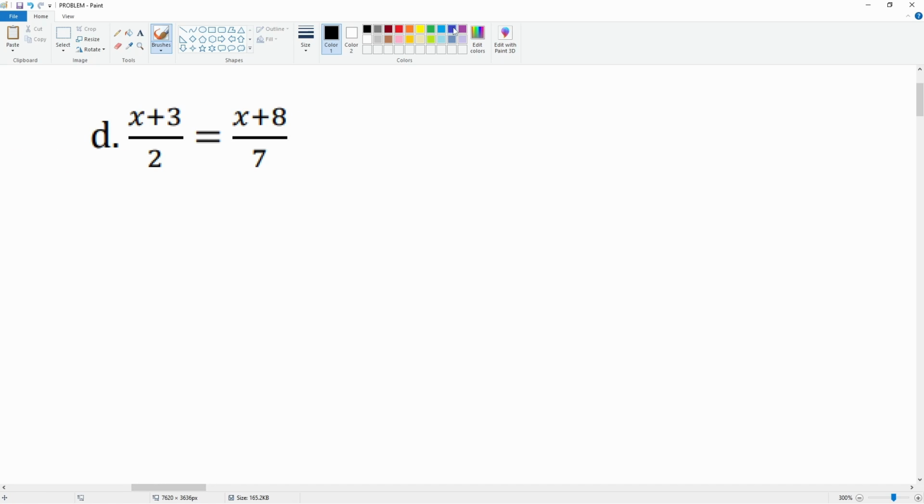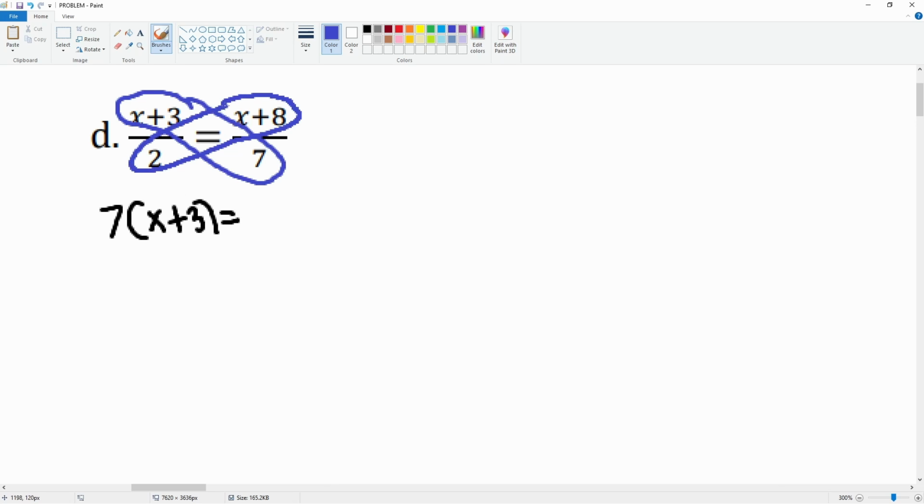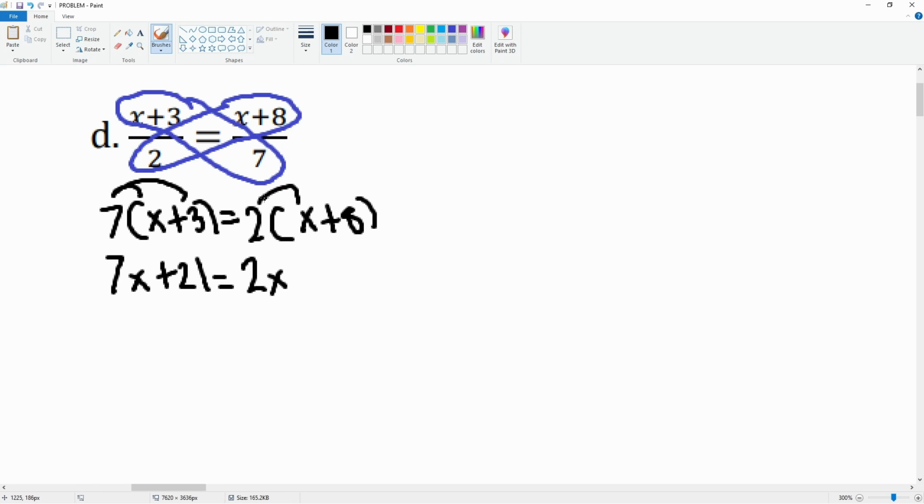Here we are going to also cross multiply for d. 7 times parentheses x plus 3 is equal to the other part, which is 2 times x plus 8. 7 times x is 7x. 7 times 3 is 21. 2 times x is 2x. 2 times 8 is 16.